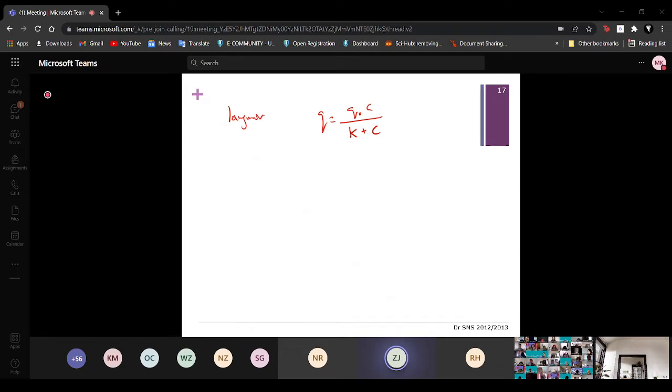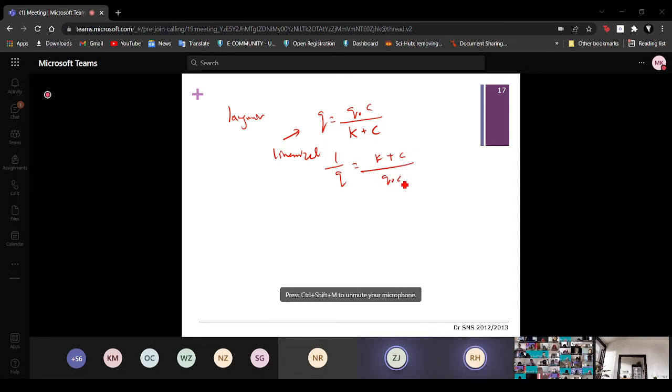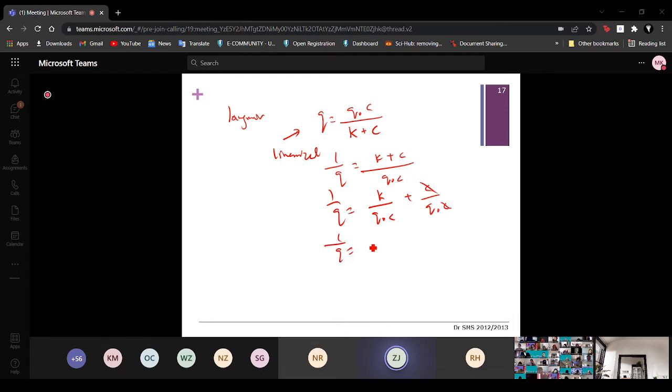When you want to test Langmuir, again you have to linearize this equation. How to linearize it? You can inverse it: 1 over Q equals K plus C divided by Q naught C. So 1 over Q, you separate it into K over Q naught C plus C divided by Q naught C, and you cancel the C. Then you get K over Q naught C plus 1 over Q naught.